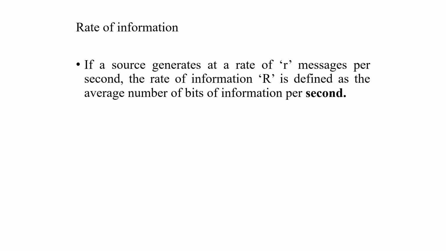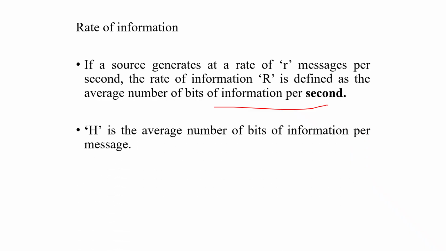So for rate of information, if a source generates messages at a rate of r messages per second, the rate of information R is defined as the average number of bits of information per second. So H is the average number of bits per message, and how will you find it? R is equal to r times H.